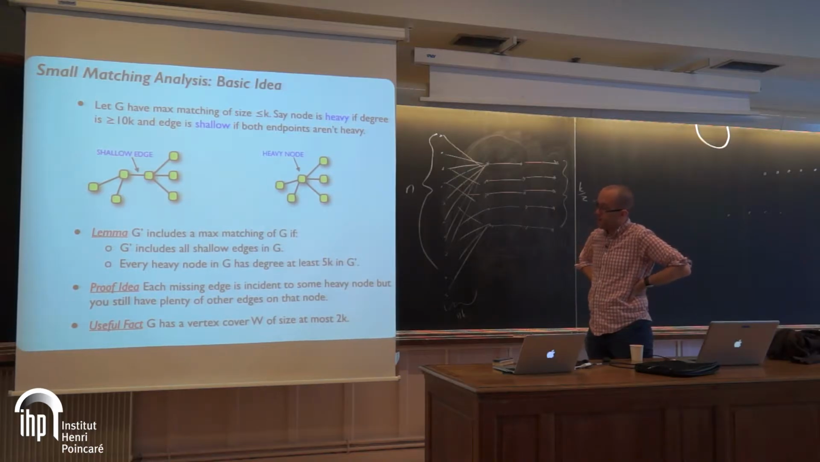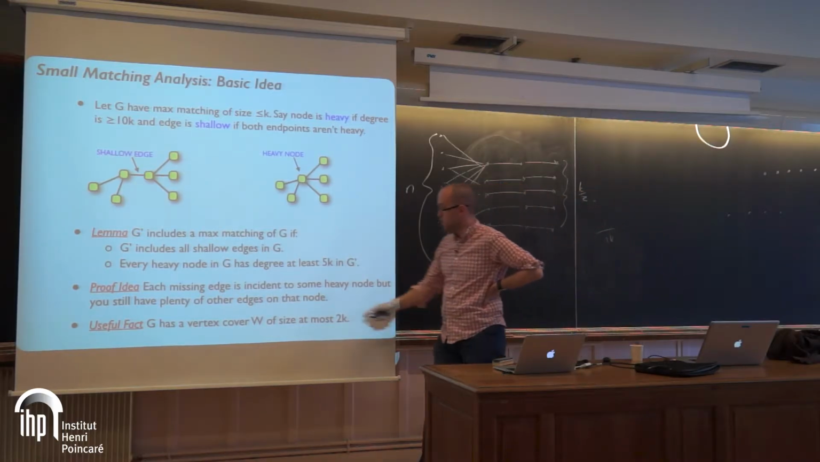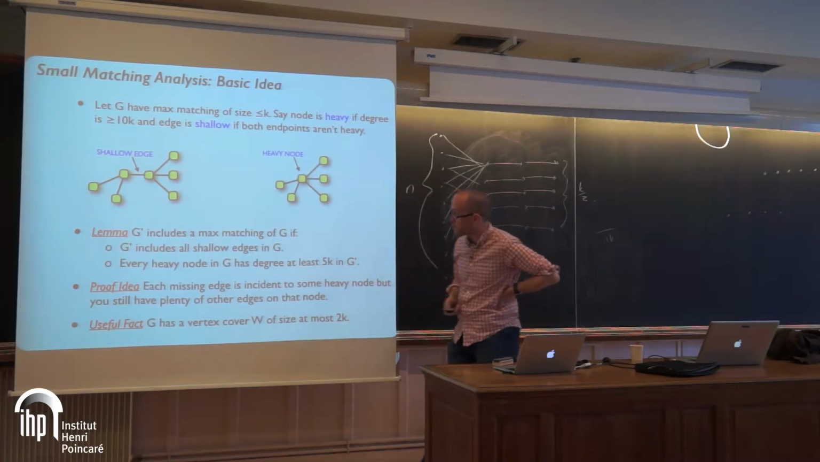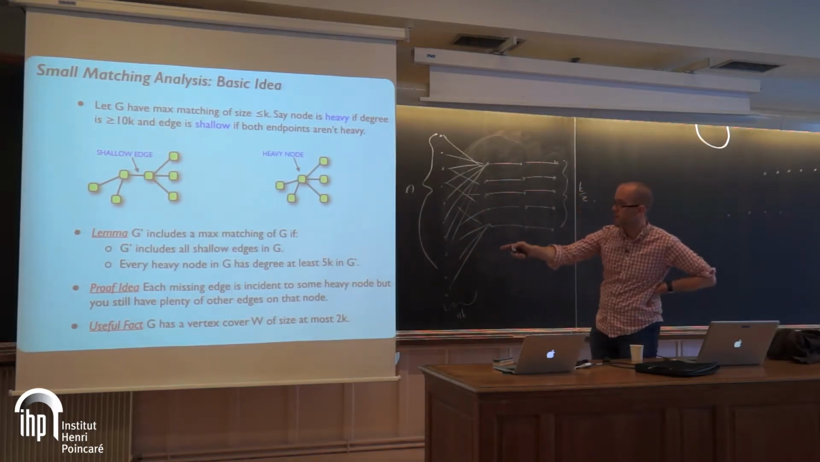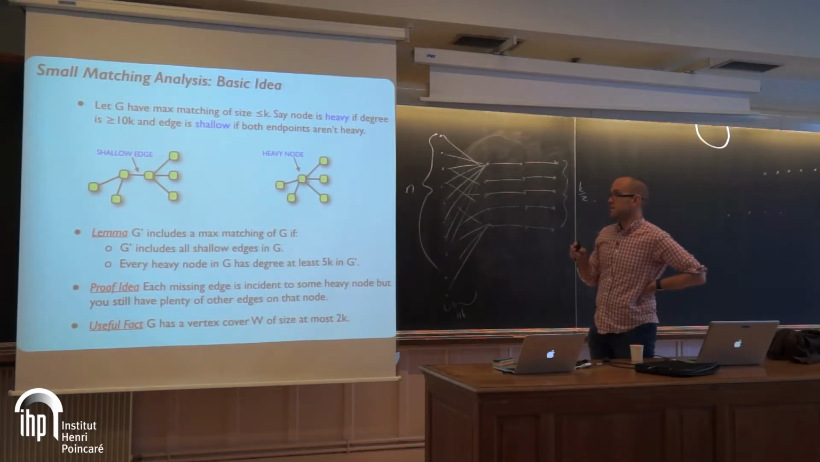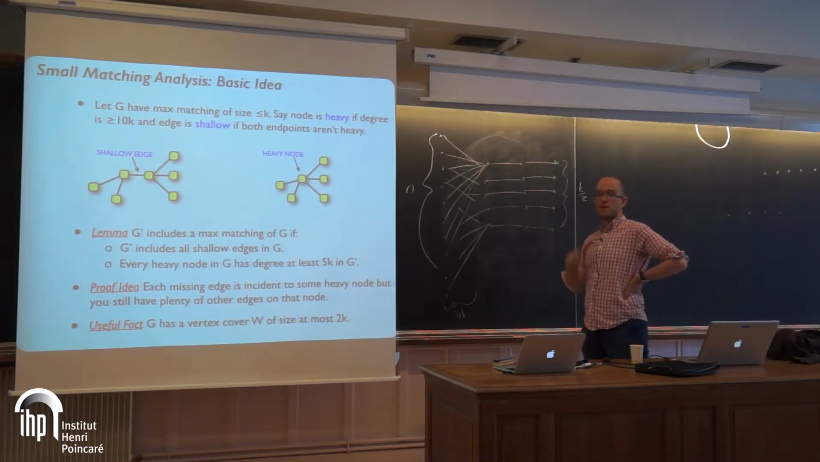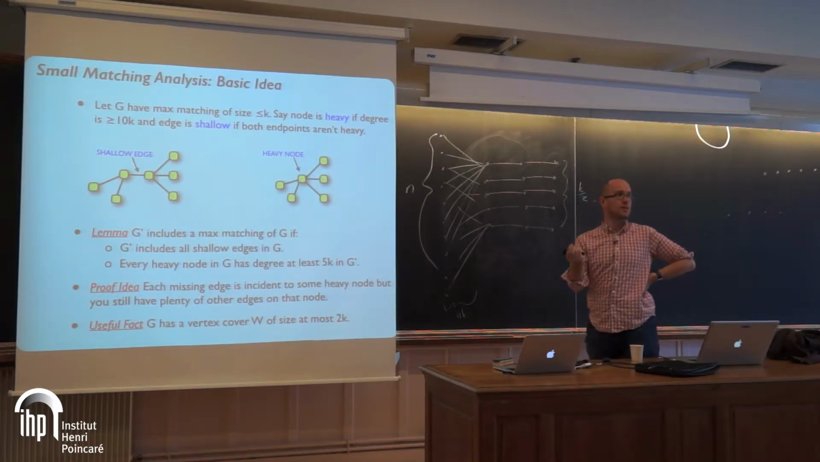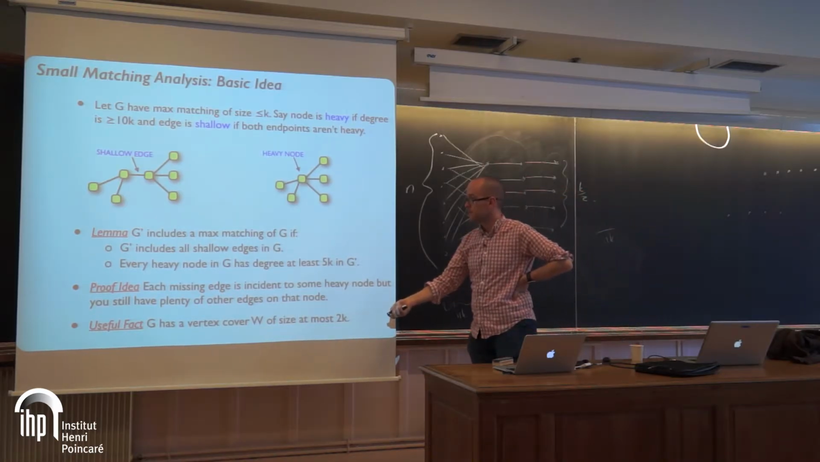Okay. So for the analysis, a useful but simple fact is that if we're promising that the maximum matching in the graph G has size at most k, then the vertex cover of the graph is at most 2k. Because if you pick all the endpoints of the matching, that's a vertex cover of size 2k. So we'll call the vertex cover W, and we'll use the fact that the number of nodes in the vertex cover is at most 2k.